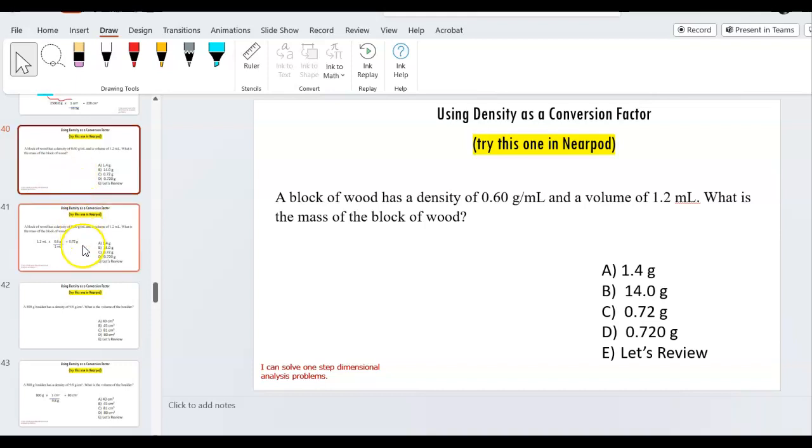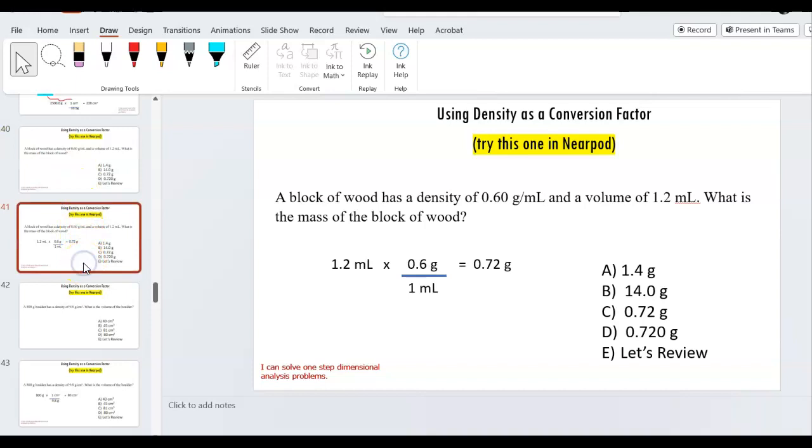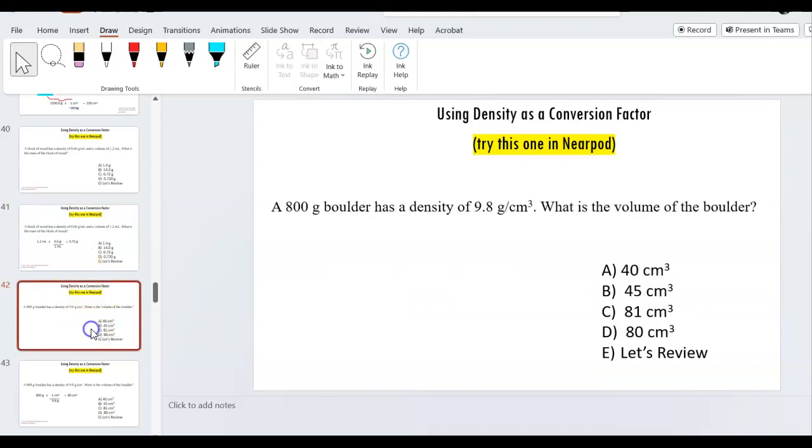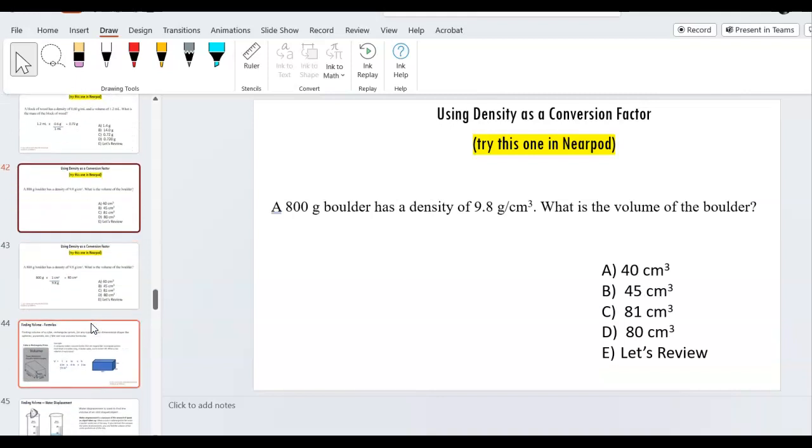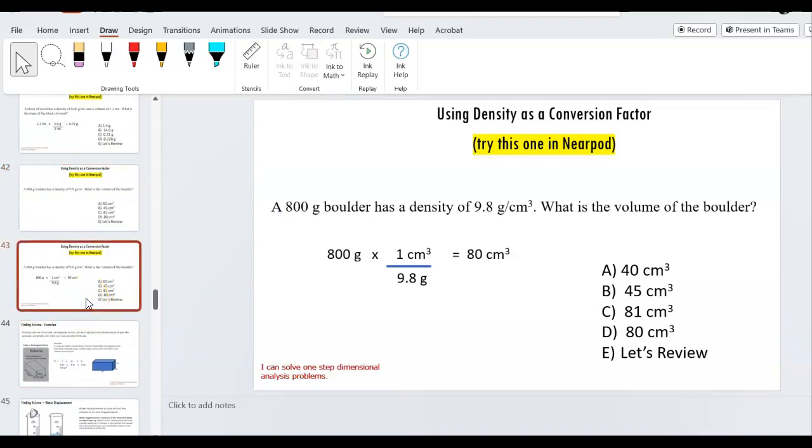I'm going to go ahead and flip the slide. Okay, next up, so one more. Great. I'm going to go ahead and flip the slide here.